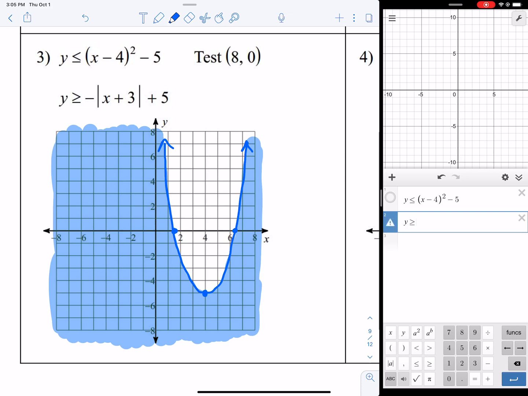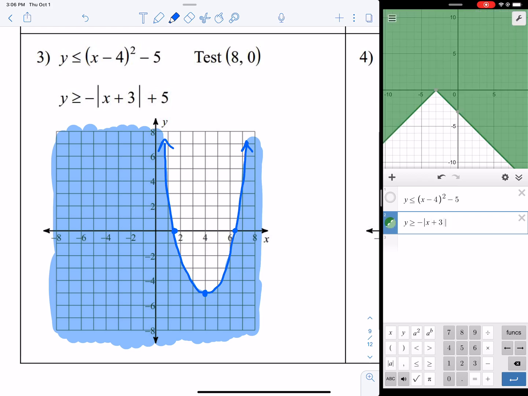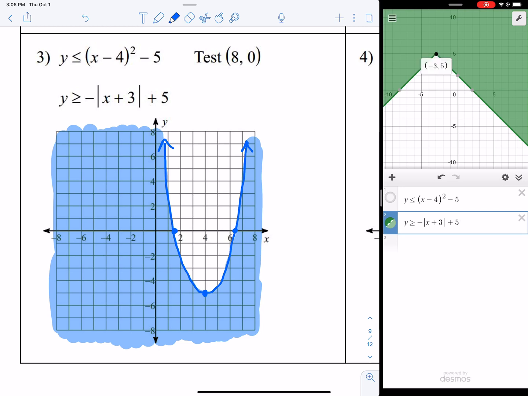So we've got y is greater than or equal to negative absolute value of x plus 3 plus 5. Okay, so we have an absolute value graph again. We have a vertex at, I'm going to turn that into red like I normally do. So we have a vertex at negative 3, 5.